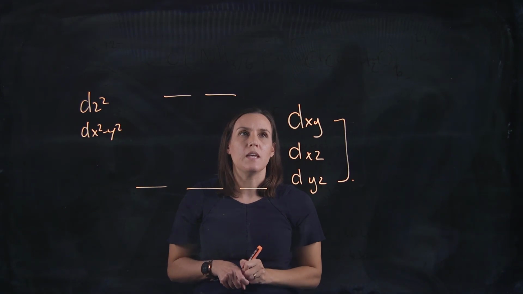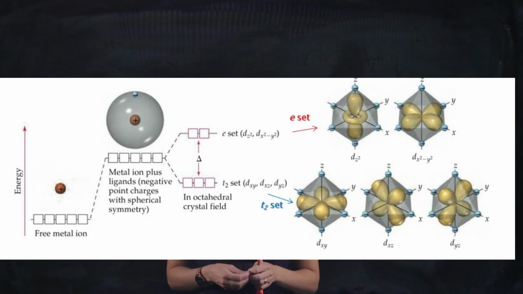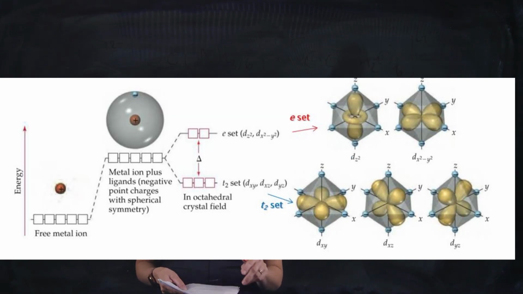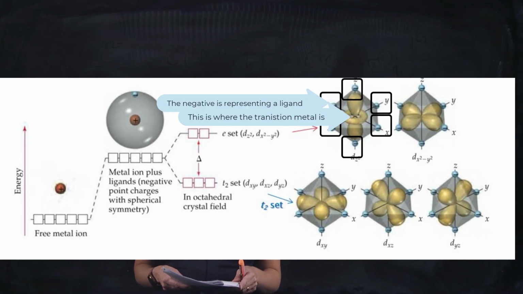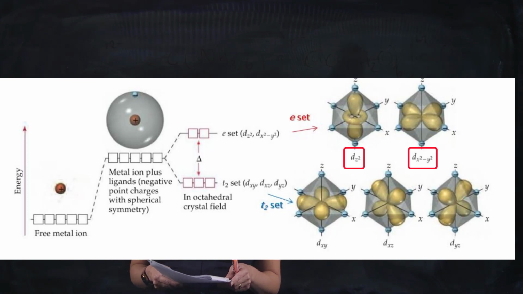Now, if we look at the image of this octahedral complex, you can see that the ligands align on the x, y, z axes. So let's have a look at this. We've got our metal in the center and we've got our 6 ligands on the XYZ axes. Now, in terms of the actual orbitals that align with these ligands, it's the dz squared and the dx squared minus y squared. So they lie on these XYZ axes.